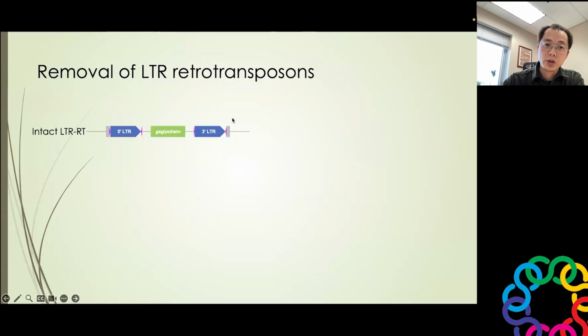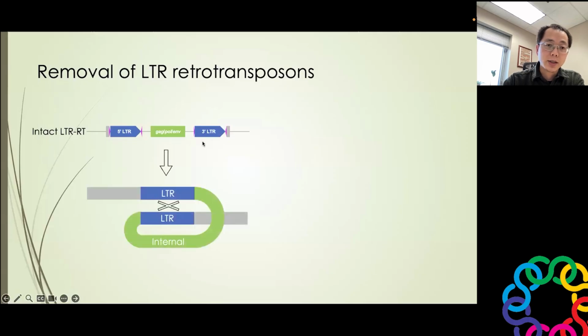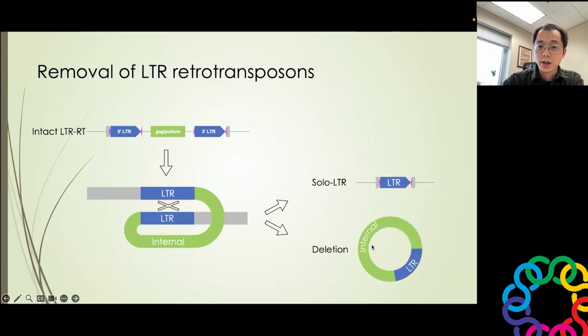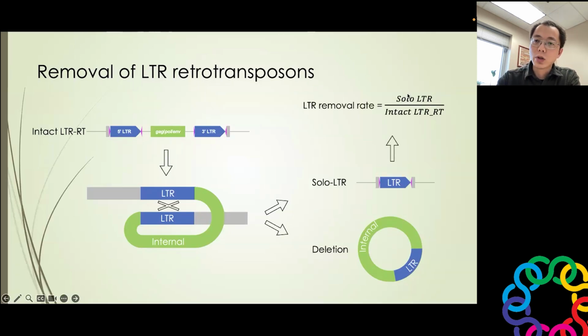So here is the structure of the LTR with the 5' and 3' long terminal repeats. And because of the sequence similarity, there is a process called illegitimate recombination, a local recombination resulting in the deletion of the majority of the LTR and leaving the remainder of one LTR region, called solo LTR.